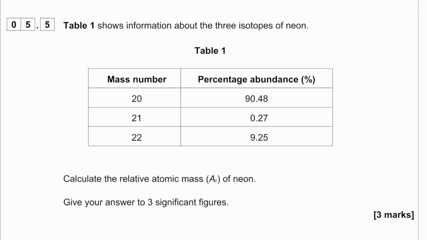5.5. Table 1 shows information about the 3 isotopes of neon. Calculate the relative atomic mass of neon. Give your answer to 3 significant figures. So this is a pretty classic question where we've got isotopes and we want to find the atomic mass from different isotopes. So the way this works is essentially you want to take a weighted average of the different masses in proportion to their relative abundance.